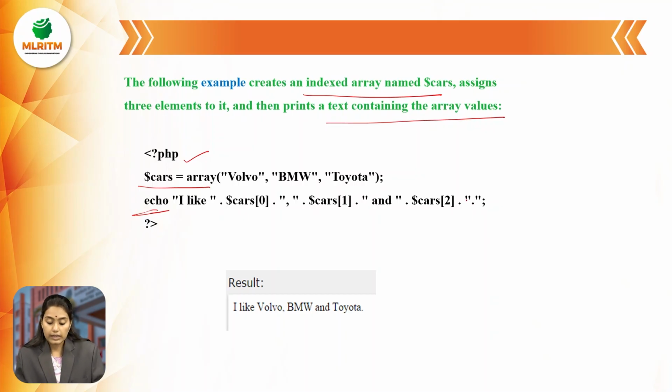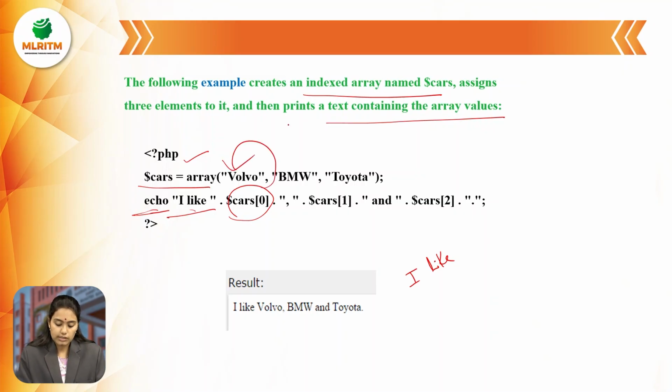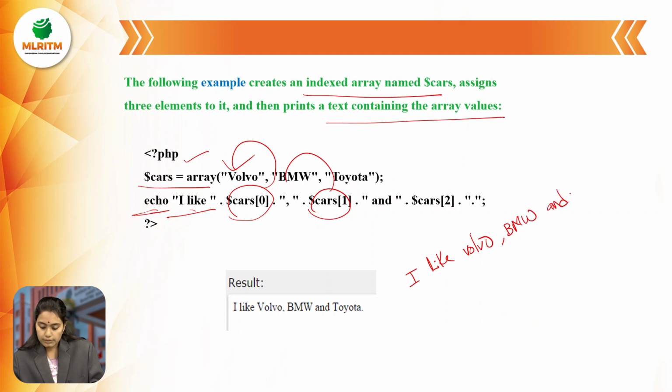So how will I get the output? First, I like, next, $cars[0]. It will go to the array to check the value at 0, where we have Volvo. Next, $cars[1] is BMW, and $cars[2] is Toyota. Thus, using an index array we can create an example like this.